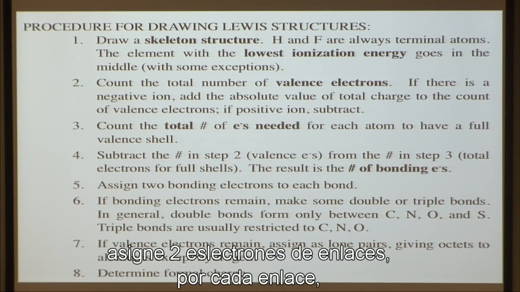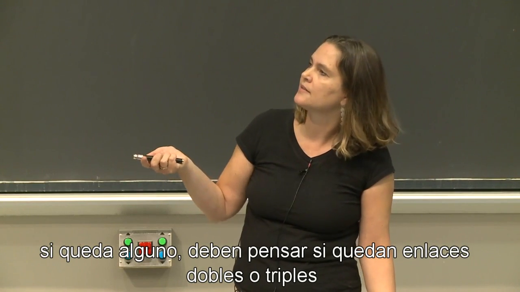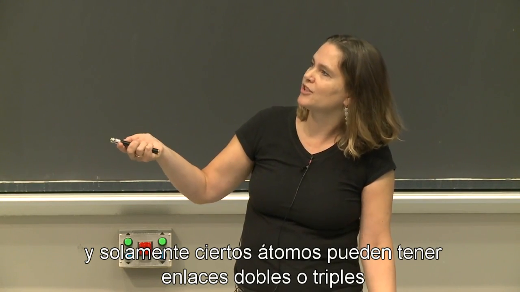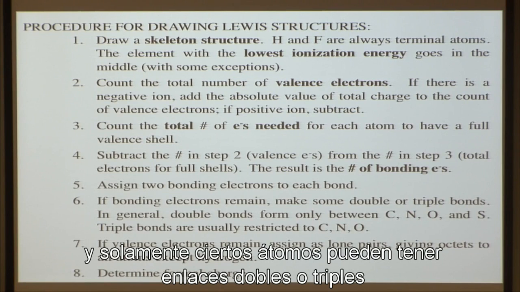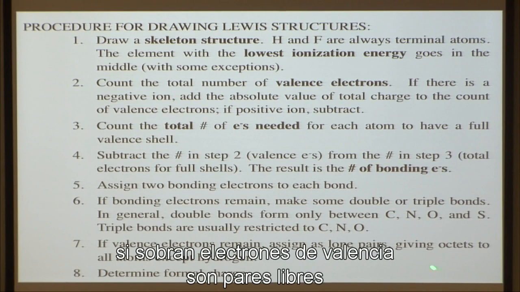Assign 2 bonding electrons to each bond. If any remain, you want to think about whether you have double or triple bonds. And there's only certain kinds of atoms that can have double and triple bonds, so be careful where you're putting your double and triple bonds. If any valence electrons remain, those are lone pairs.